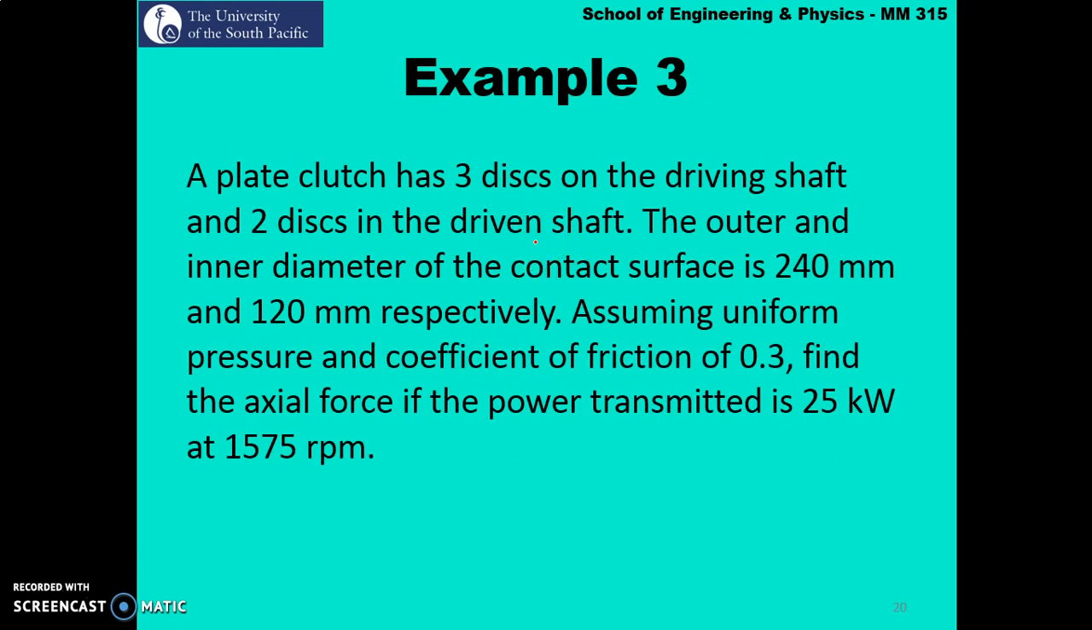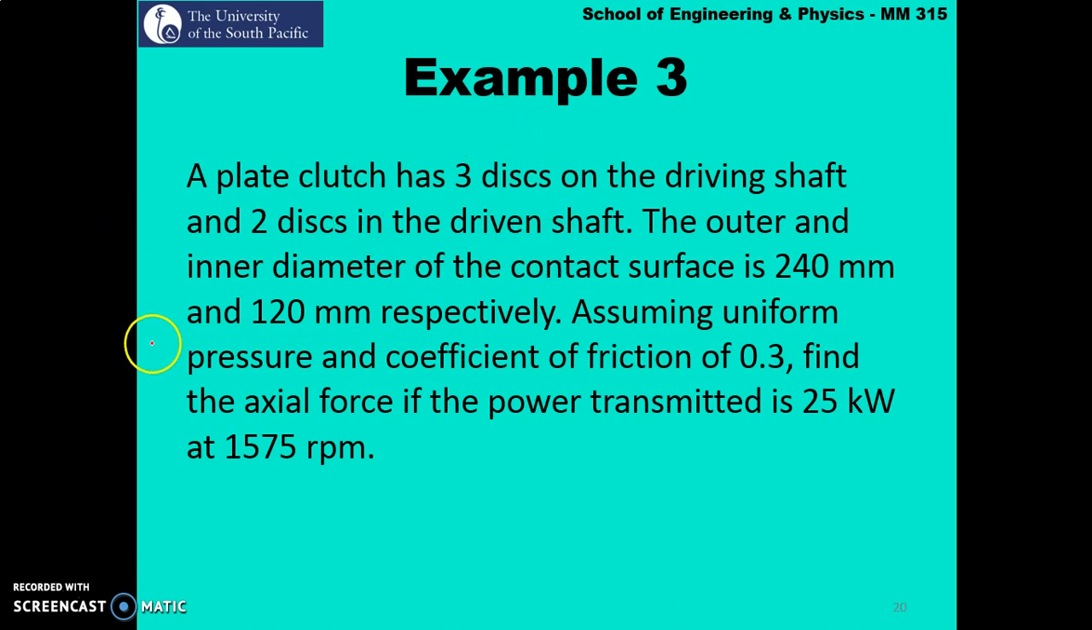So now let's look at example 3, which is talking about transmission of torque and power using a multiple disc clutch. A plate clutch has 3 discs on the driving shaft and 2 discs on the driven shaft. So the number of discs on the driving shaft M is 3, and the number of discs on the driven shaft N is 2. The outer and inner diameter of the contact surfaces is 240 mm and 120 mm respectively. Assuming uniform pressure and the coefficient of friction is 0.3, you have to find the axial force if the power transmitted is 25 kilowatt at a speed of 1575 revolutions per minute.